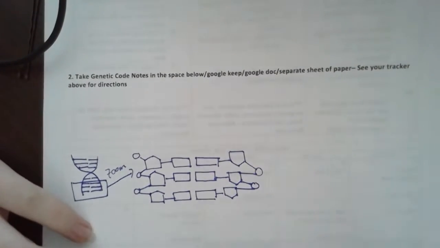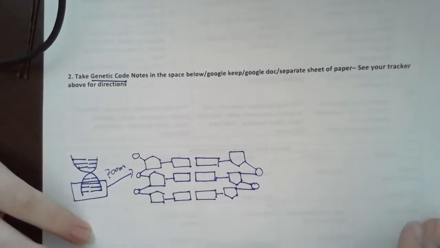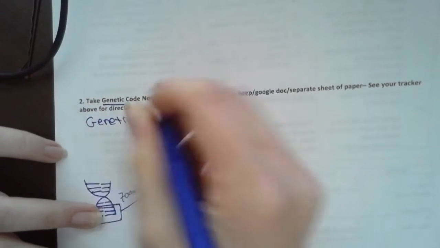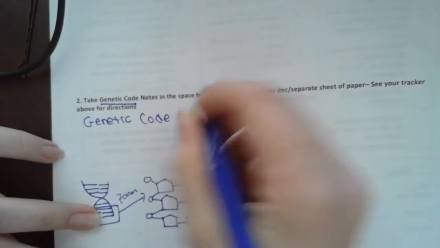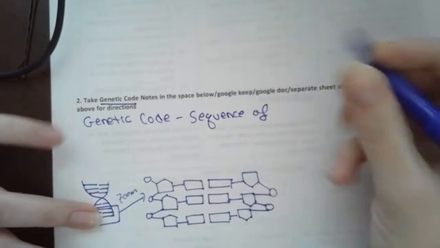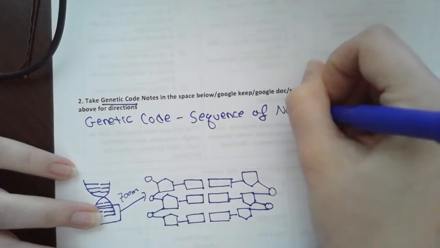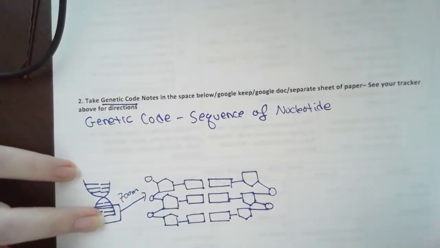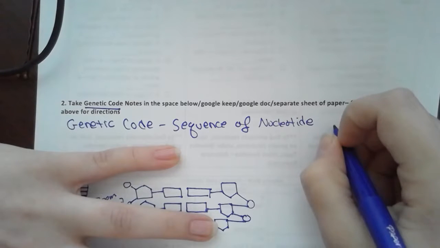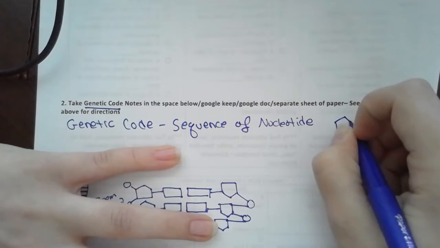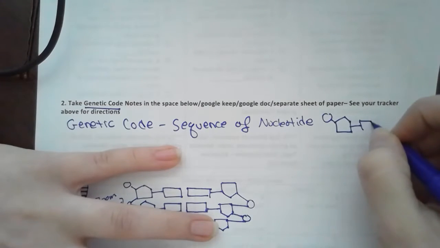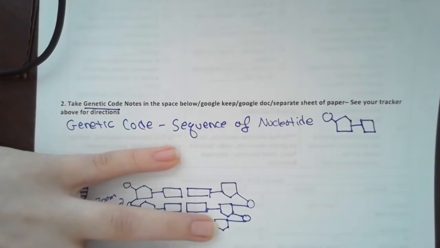Alright, so we are going to start talking about the genetic code. So the genetic code is simply a sequence of nucleotides. Now remember, a nucleotide has 3 parts. So a nucleotide has a sugar, it has a phosphate, and it has a nitrogenous base.